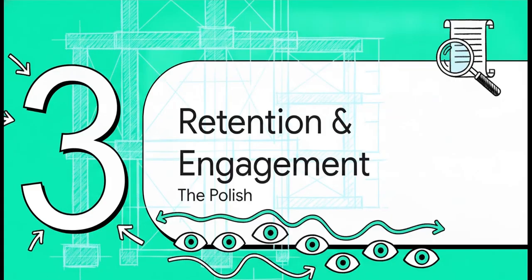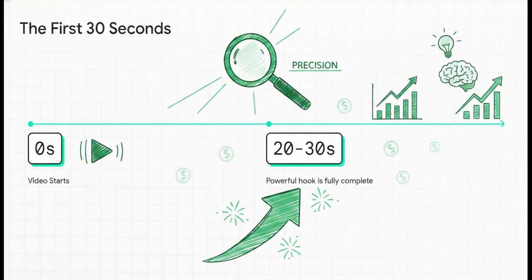Okay, let's pivot to Section 3, Retention and Audience Engagement. The polish. I absolutely love this part. Just look at the extreme precision required here. The creator has exactly 20 to 30 seconds to deliver what the prompt calls a powerful hook before transitioning into that beginner-friendly introduction. This tells us a lot about the personal finance education space. Basically, if you don't immediately validate exactly why the viewer clicked within that opening half minute, you've already lost them.